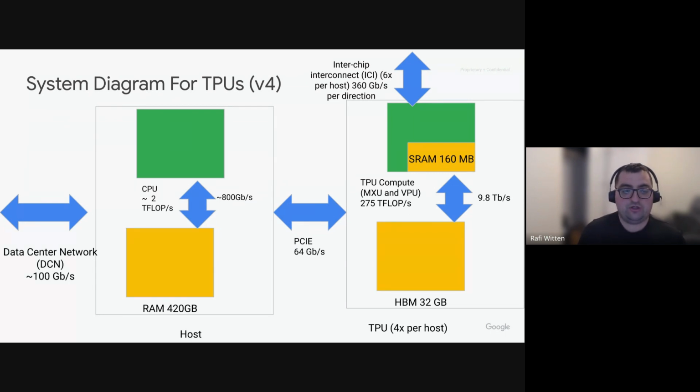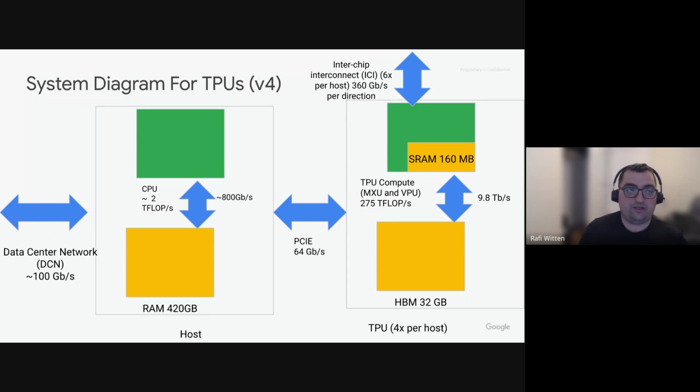On the left, we have the data center network. That's how fast the host can see the network, and this is what you normally think about when you think about the internet. Then we have the host, which has a CPU and RAM, the same way we had earlier. We have PCIe, which is how much bandwidth we have between the host and the chip. Then we have the chip, which is the system we were talking about earlier.